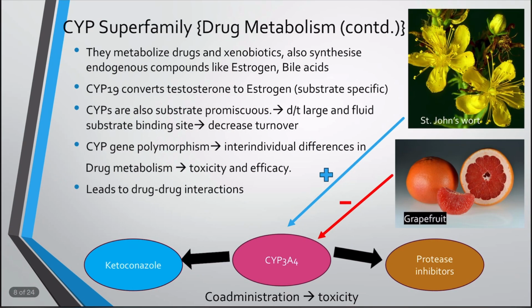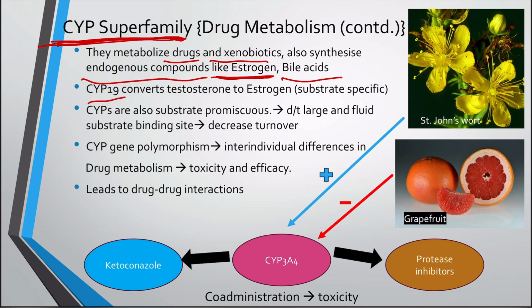Now coming to the CYP superfamily of drug metabolizing enzymes, they metabolize drugs and xenobiotics. As I have already mentioned, drugs and xenobiotics are both metabolized by the cytochrome enzymes. They also metabolize and synthesize several endogenous compounds like hormones such as estrogen, and bile acids. CYP19 is one group of this CYP superfamily which converts testosterone to estrogen. This is a substrate specific cytochrome enzyme, that is, it acts only on testosterone or androstenedione to produce estrogen. It is not going to act on other substrates.